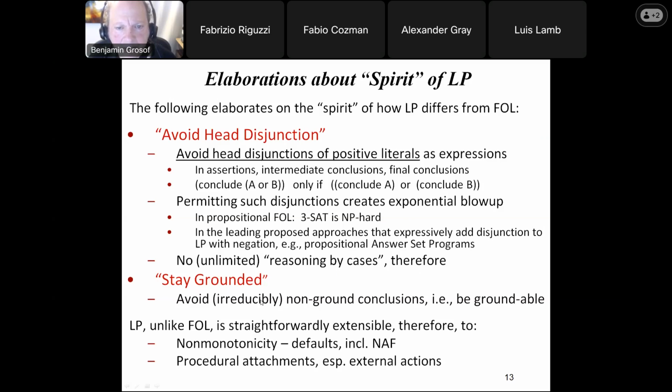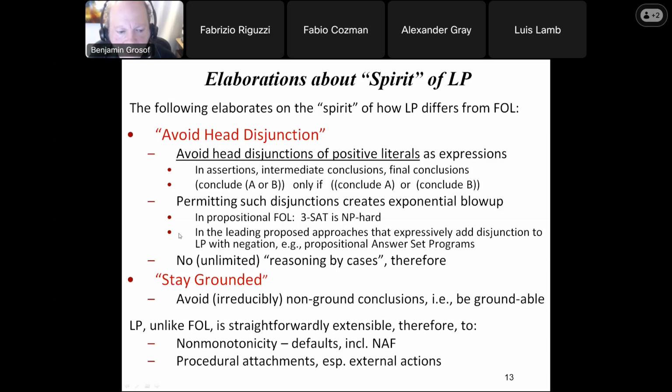Another aspect of the spirit is to, we could summarize as stay grounded. Avoid drawing conclusions that are irreducibly not ground. Ground in the sense of eliminating, being free of logical variables. So in other words, be groundable.